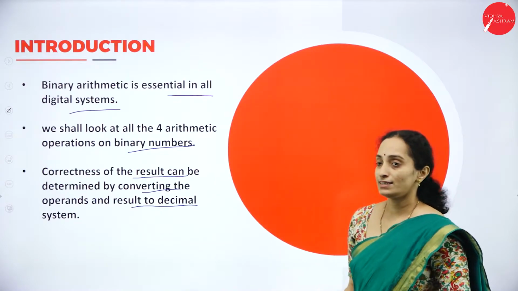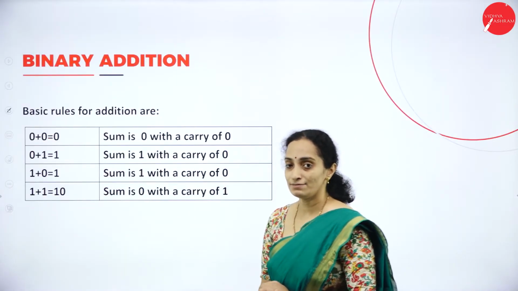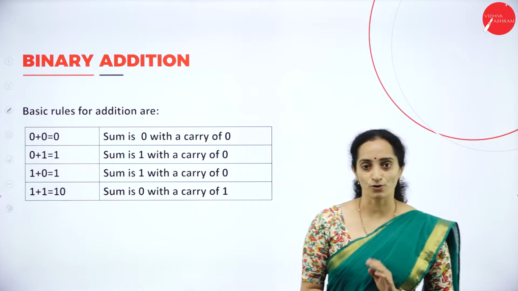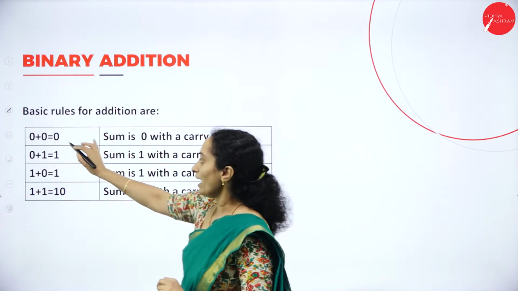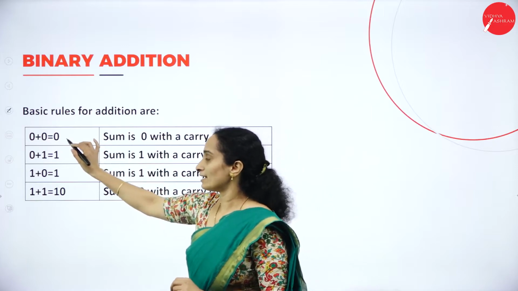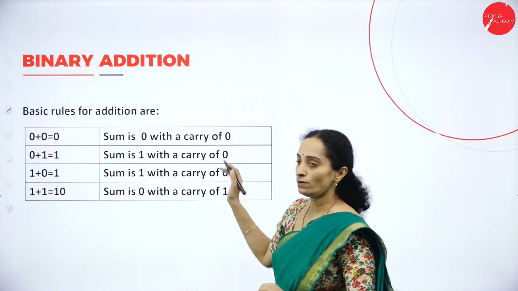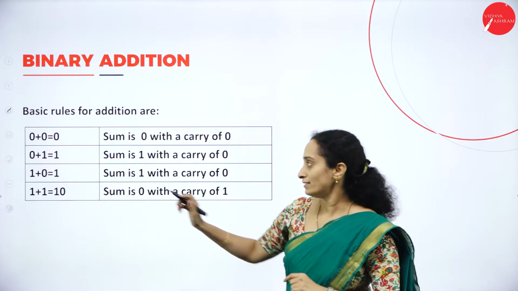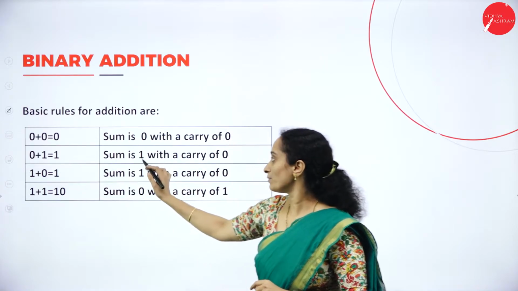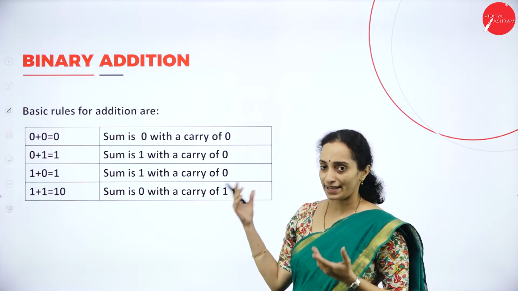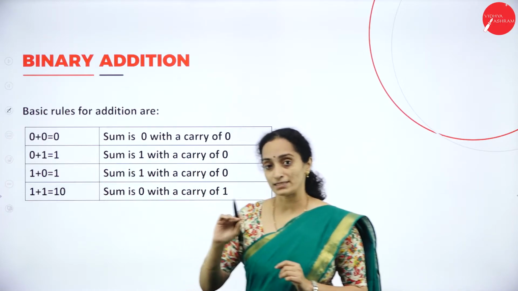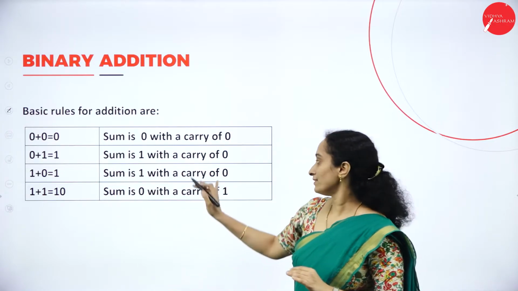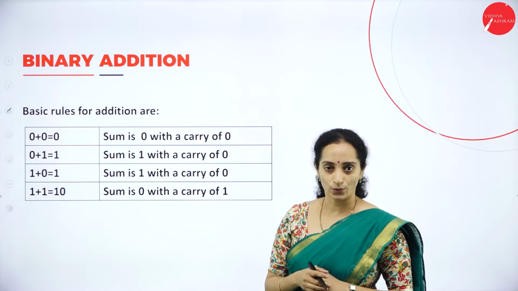First one is the addition of binary numbers. For adding binary numbers, we have 4 general rules. That is, if you add 2 zeros, the result will be 0, sum is 0 and there will not be any carry. If you are adding 0 plus 1, it will be 1 with no carry, or carry of 0. If you are adding 1 plus 0, what happens? The result will be 1 again with a carry of 0, or no carry.